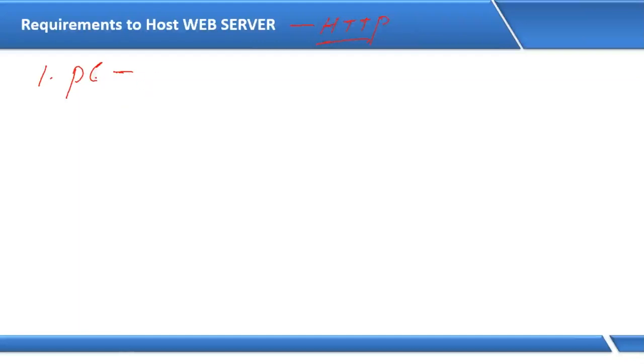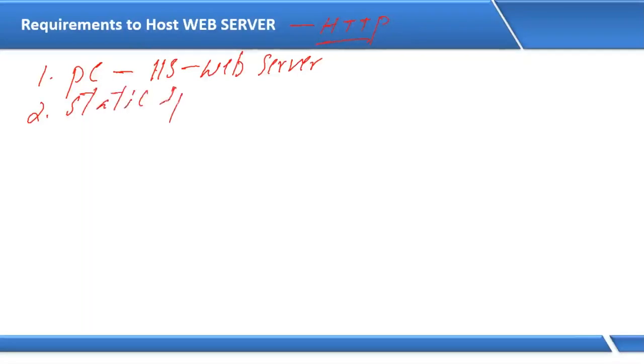So we require one PC. But in this PC, what do we need? We need the IIS service to configure this machine as a web server. Next, what we require in this machine is a static IP, not dynamic IP. Remember here, we require a static IP address.